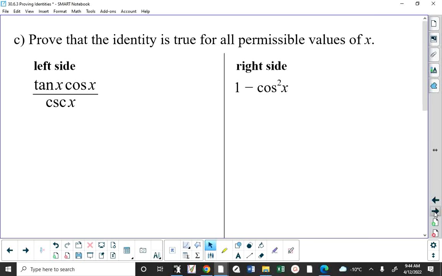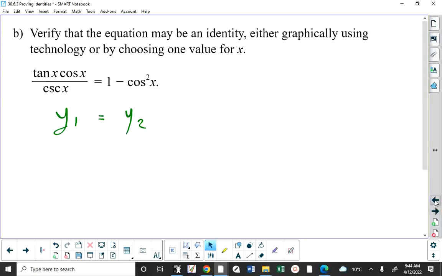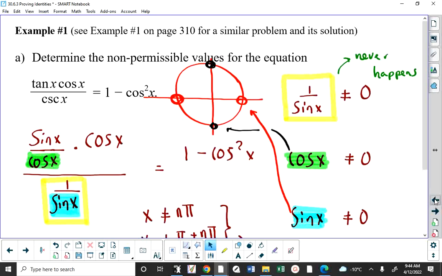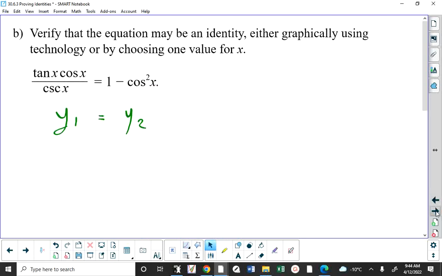All right, now we'll do the proof. And by the way, you will notice in this lesson that for each example we do, I direct you to a different example that's similar in your textbook. Okay, so we're going to prove this.